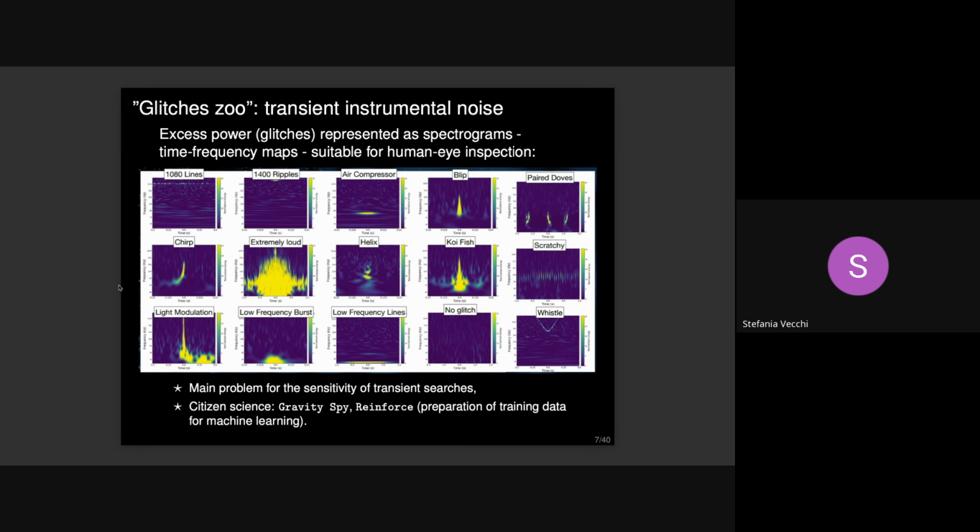There are glitches that we don't know where they come from, for example the blip glitches. They happen from time to time. They look like this in a frequency-time spectrogram, and so they were called blips.